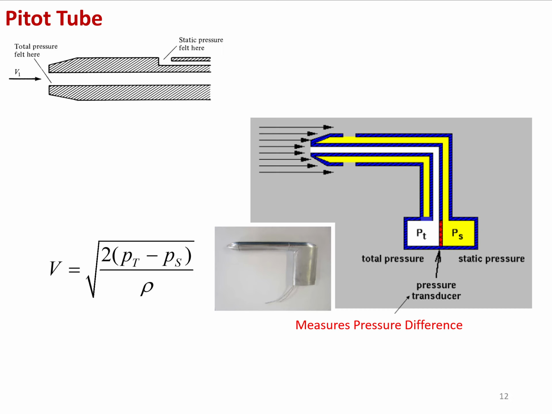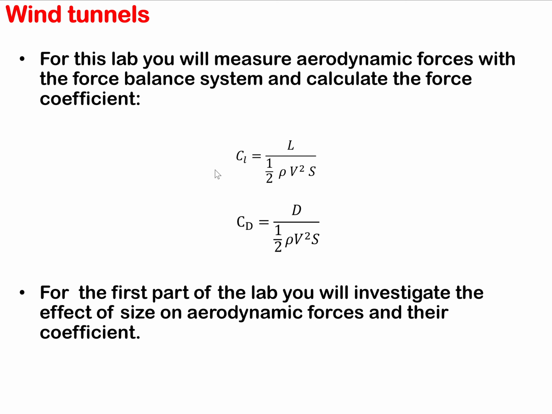Okay, so what do we need to do in this lab is to measure lift, drag, and velocity, and also calculate the surface area, at different flow conditions to calculate the lift and drag coefficients. That will be the first part of the experiment.